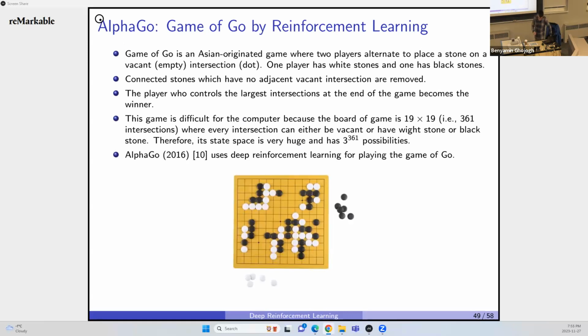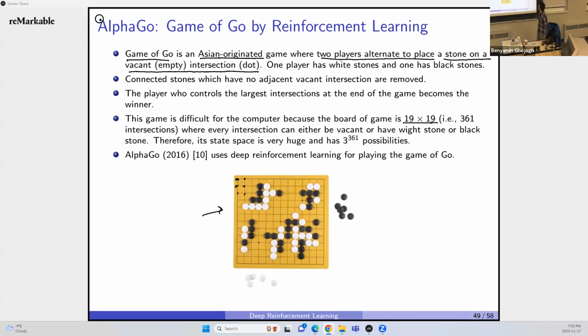So the game of Go, what is that? It's an East Asian originated game where two players alternate to place a stone on a vacant or empty intersection dot. What do I mean? We have a board. The board is 19 by 19, okay? And you have a bunch of dots. Do you see these dots? These dots are also called intersections.